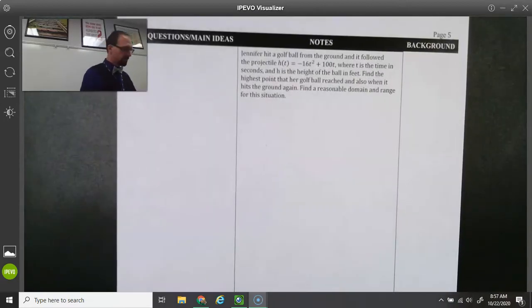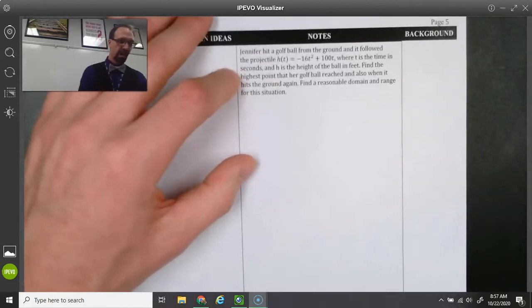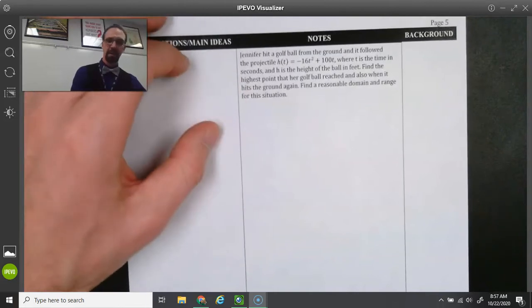For this last one, Jennifer hit a golf ball from the ground and it followed the projectile, where t is the time in seconds and h is the height. Find the highest point that her golf ball reached and also when it hit the ground again. Find a reasonable domain and range for this situation.